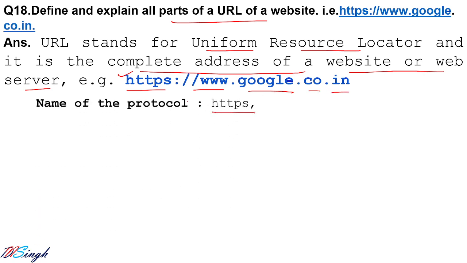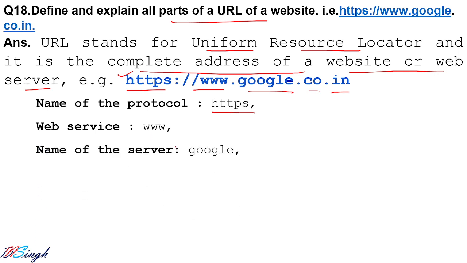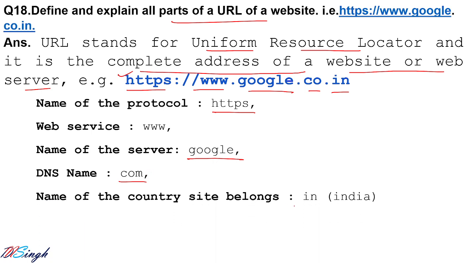Name of the protocol: first HTTP, hypertext transfer protocol, S for secure. Then we have web service, World Wide Web. Then we have name of the server, so Google is the server, and DNS, domain name system, which tells on which particular domain it is, .com, .org, or like that. Then you have the name of the country at the end, from where that server is. So in denotes India, UK denotes United Kingdom, USA denotes United States of America. These domains at the last denote which country that server belongs to.